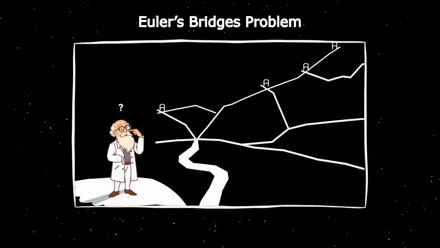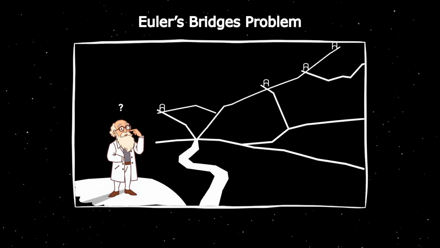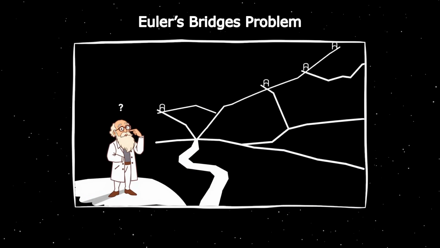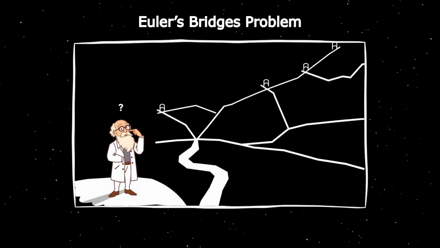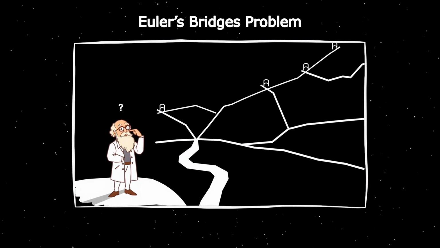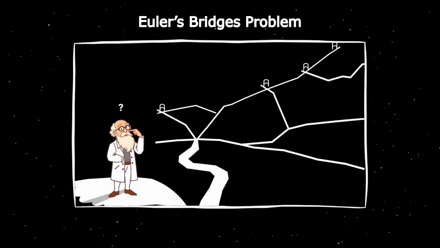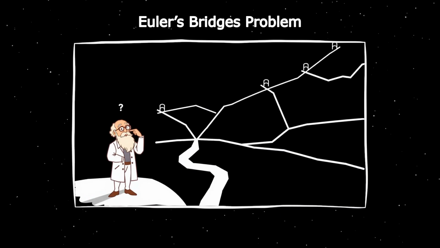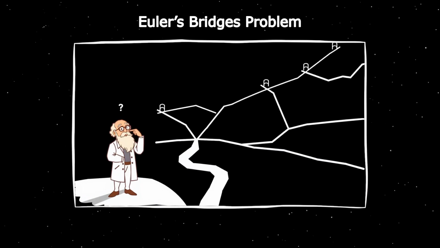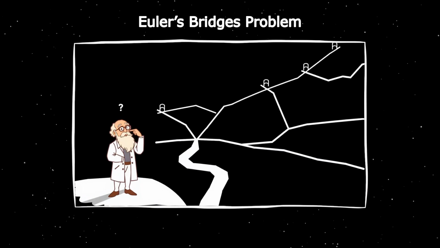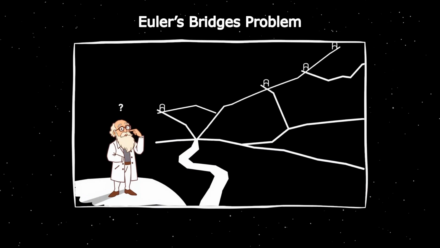This question, simple yet profound, caught the attention of a prominent Swiss mathematician named Leonhard Euler. In 1736, Euler approached this problem, which would lay the foundational concepts for what we now recognize as graph theory. His innovative analysis opened the door to numerous applications in fields ranging from computer science to urban planning.